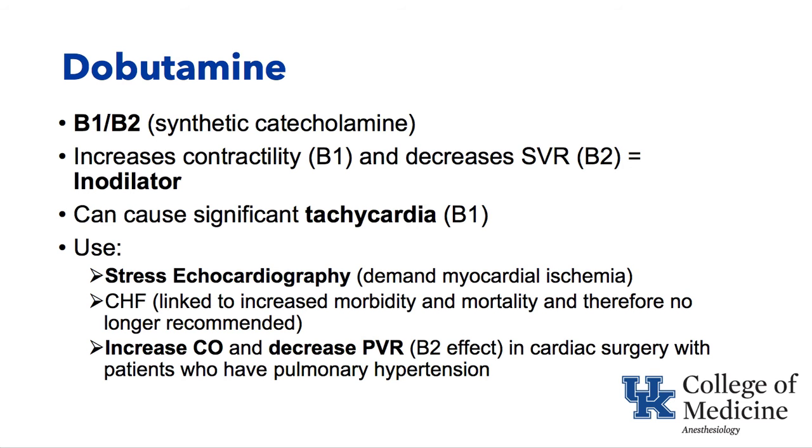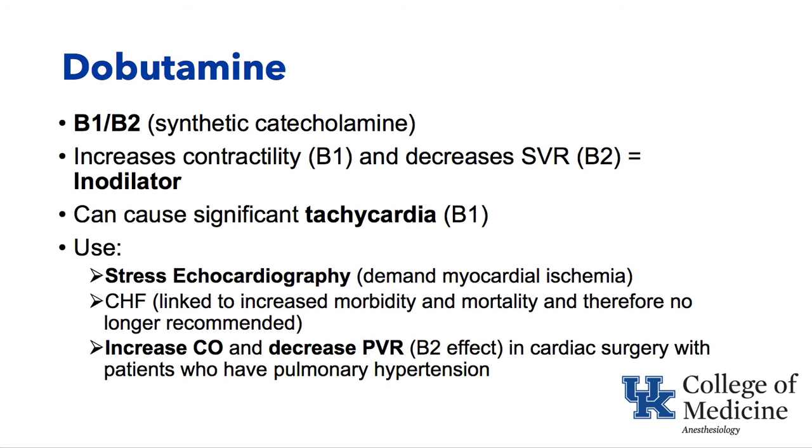Epinephrine has beta-1 and beta-2 effects like dobutamine, but epinephrine also has alpha-1 effects. Dobutamine is beta-1, beta-2, and is a synthetic catecholamine. Via the beta-1 receptor, contractility will go up, and via the beta-2 receptor, systemic vascular resistance will go down because of vasodilation. So dobutamine is often termed an inodilator, because of the increased inotropy, dilator because it decreases the vascular resistance. Starting dobutamine can result in significant tachycardia via beta-1 agonism.